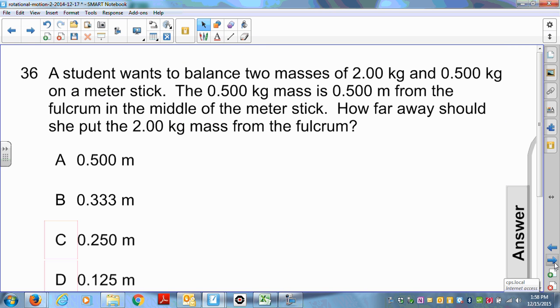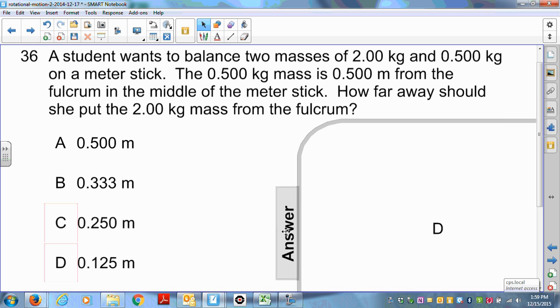A student wants to balance two masses of 2.0 kilograms and 0.500 kilograms on a meter stick. The 0.500 kilogram mass is 0.500 meters from the fulcrum in the middle of the meter stick. How far away should she put the 2.00 kilogram mass from the fulcrum? Go ahead and pause now and solve this problem.